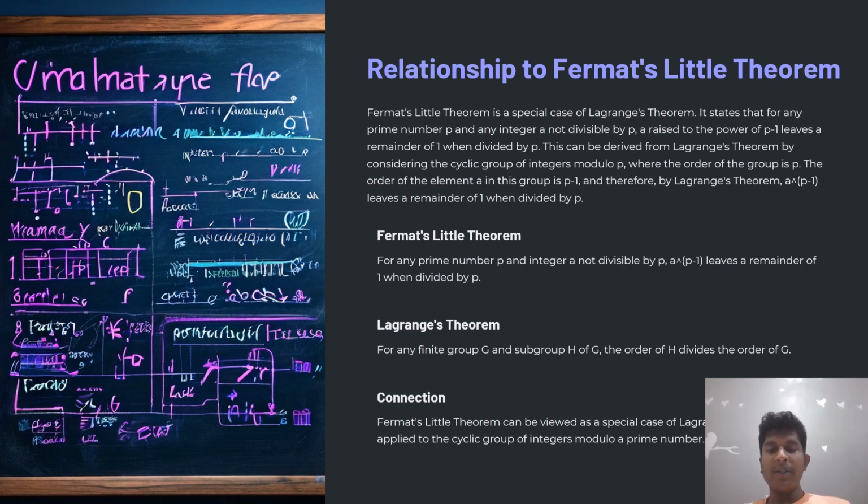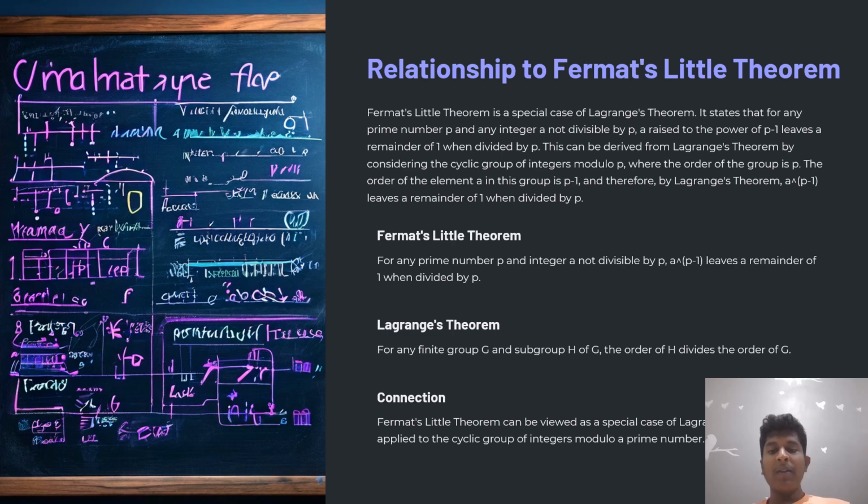Fermat's little theorem is a special case of Lagrange's theorem. It states that for any prime number p and any integer a not divisible by p, a raised to the power of p minus 1 leaves a remainder of 1 when divided by p. This can be derived from Lagrange's theorem by considering a cyclic group of integers modulo p, where the order of the group is p.